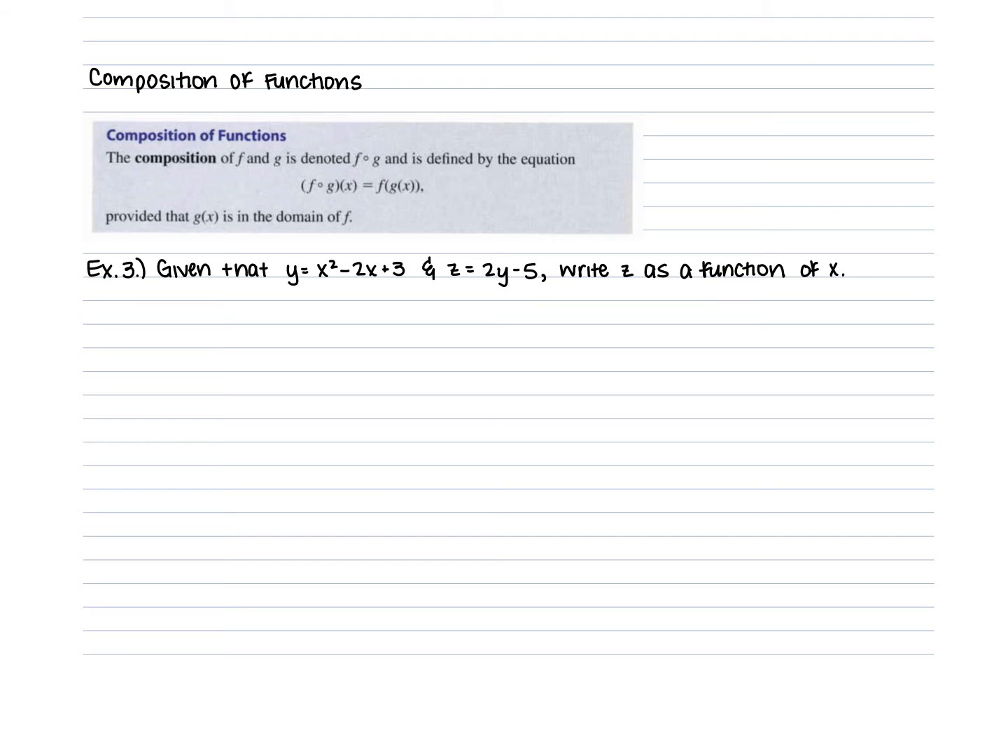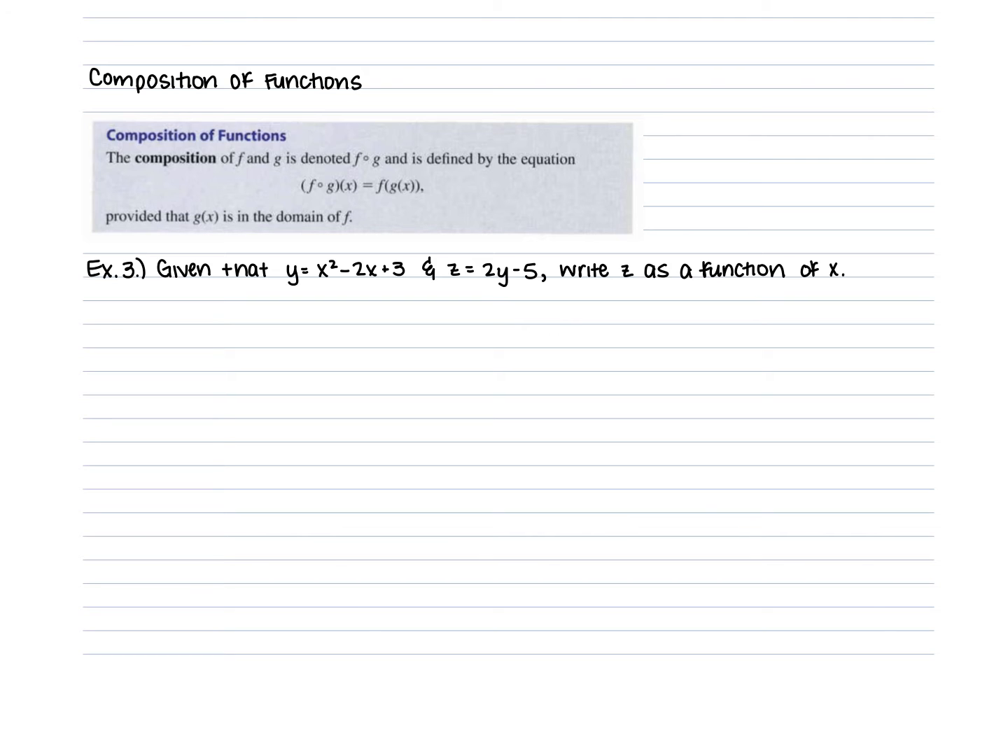So we left off with example 3 yesterday. Example 3 just tells you that given that y is equal to x squared minus 2x plus 3 and z is equal to 2y minus 5, write z as a function of x, which means your function that's labeled z is equal to, you want x in that equation, not y.